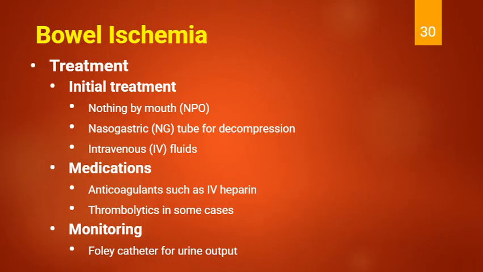If the ischemia is caused by a blood clot, treatment may include anticoagulant medications such as intravenous heparin, which helps prevent further clot formation. In some cases, thrombolytic medications may be used to dissolve the clot. A Foley catheter may be inserted to monitor urine output, which helps healthcare providers assess kidney perfusion and overall fluid status.